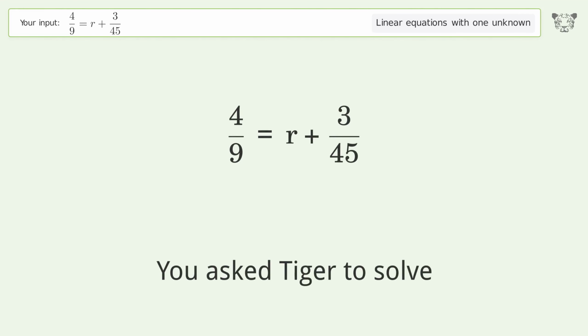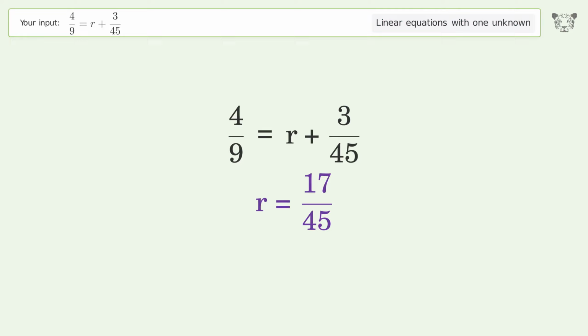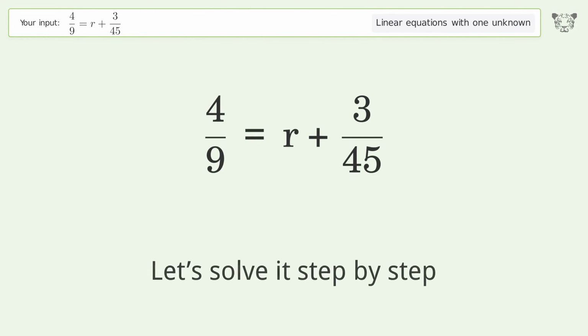You ask Tiger to solve. This deals with linear equations with one unknown. The final result is r equals 17/45. Let's solve it step by step.